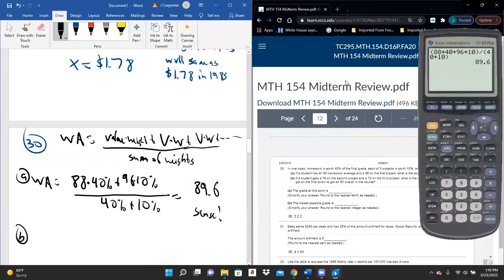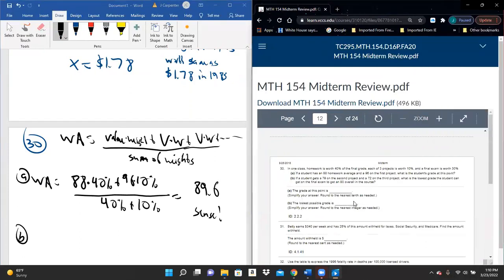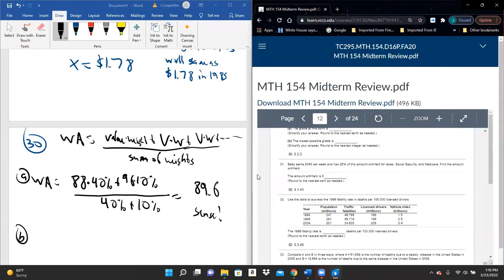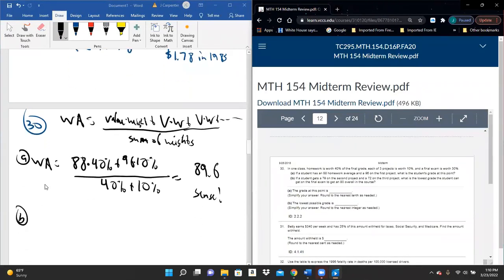Part B. The lowest possible grade is. So they want the lowest possible grade. Well, if we get the lowest possible grade, that means we're going to earn zeros on everything else. So this isn't a scenario where we have to set it equal to an 80 or a 90, one of those funkier versions. This is just where we start assuming grades, and the lowest possible grade means we're getting zeros on everything else. So we have the 88 times the 40%.